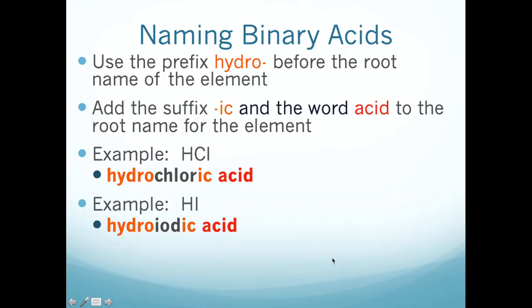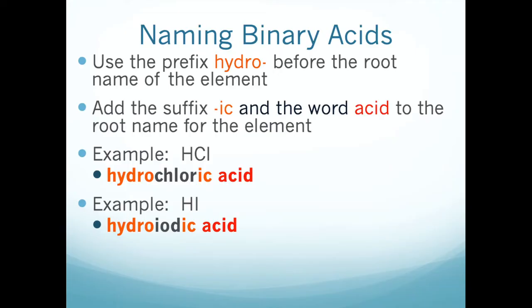Okay, so let's do a little review here. We talked about this back in chapter 6, but we can name binary acids fairly easily. We take the non-metal that's not hydrogen, and we use that first syllable as the root of the name. Now we add the prefix hydro and the suffix ic acid to it, and that's how we get the name of the acid. So for example, HCl.